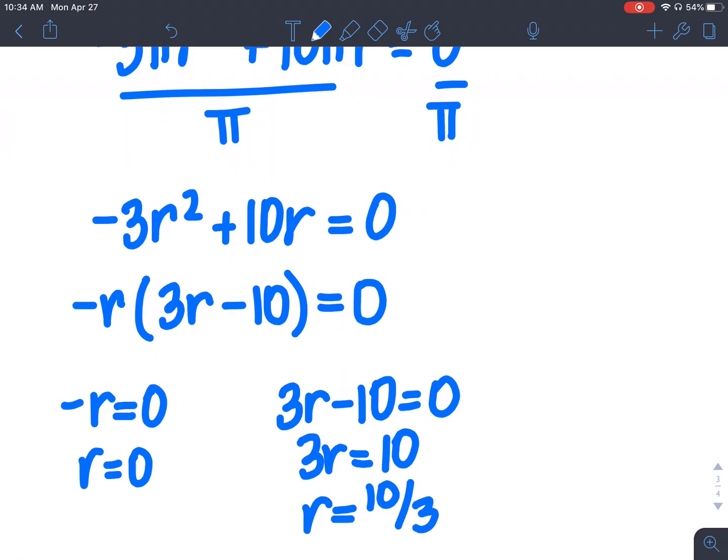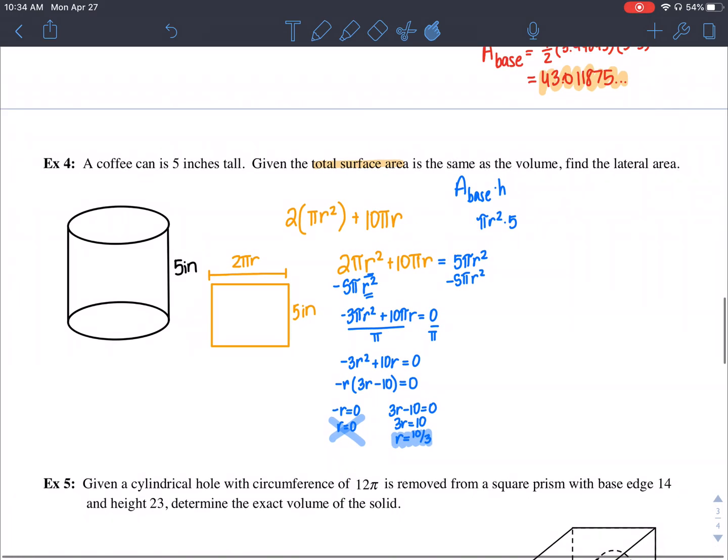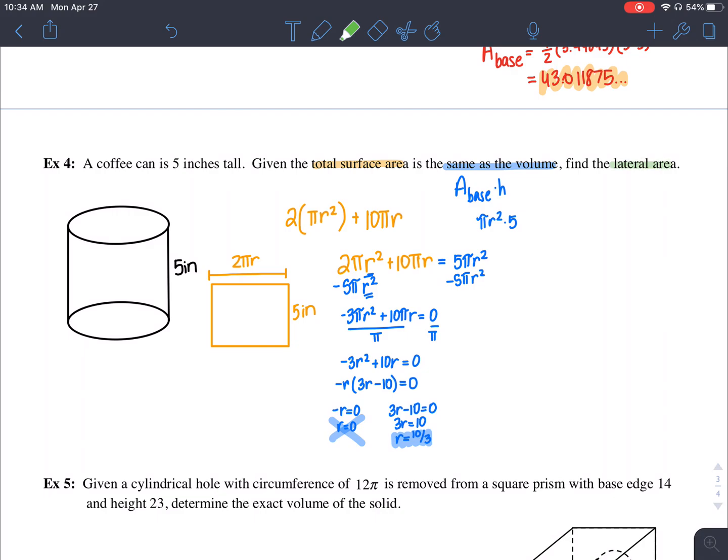I'm going to solve each one. And then my decision making. It doesn't make sense to have a radius of 0. I can have a positive radius, so that is fine. So now I know that the radius of my circle is 10/3. I want to go back to the problem to make sure I'm answering the question. So it said find the lateral area. So the lateral area is exactly what I set up here. It's just the area between the two bases.